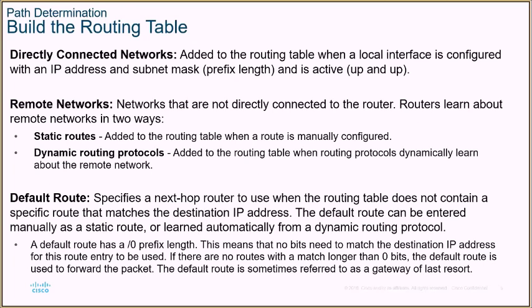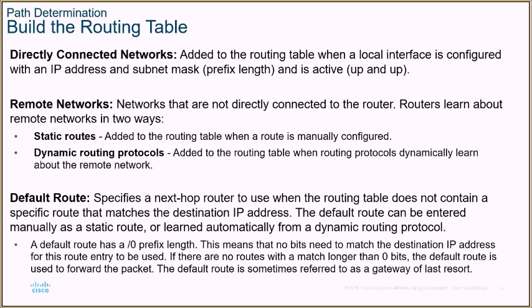And so a default route is basically a next hop router to use when the routing table does not contain a specific route that matches the destination IP address. The default route can be entered manually as a static route or learned automatically from a dynamic routing protocol. When you see a default route in the routing table, it will actually have a /0 prefix length. This means that no bits need to match that destination IP address for this route to be used.